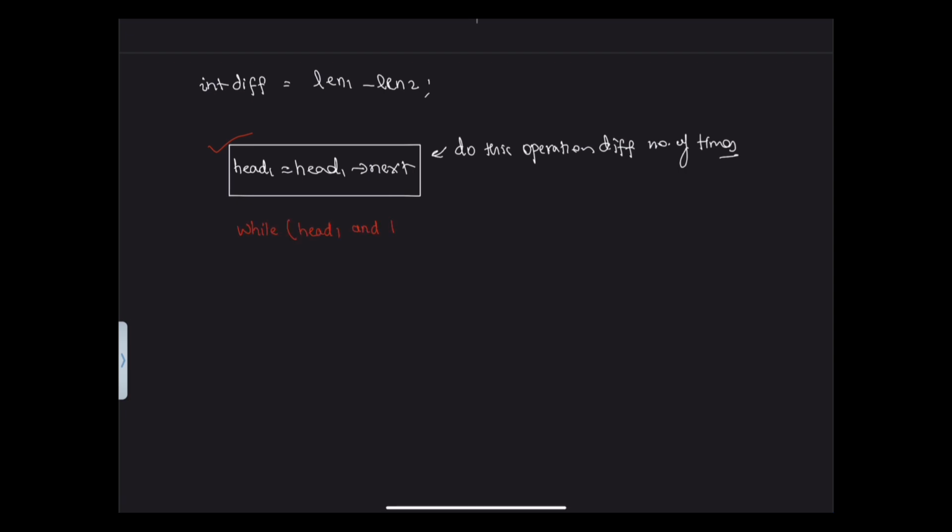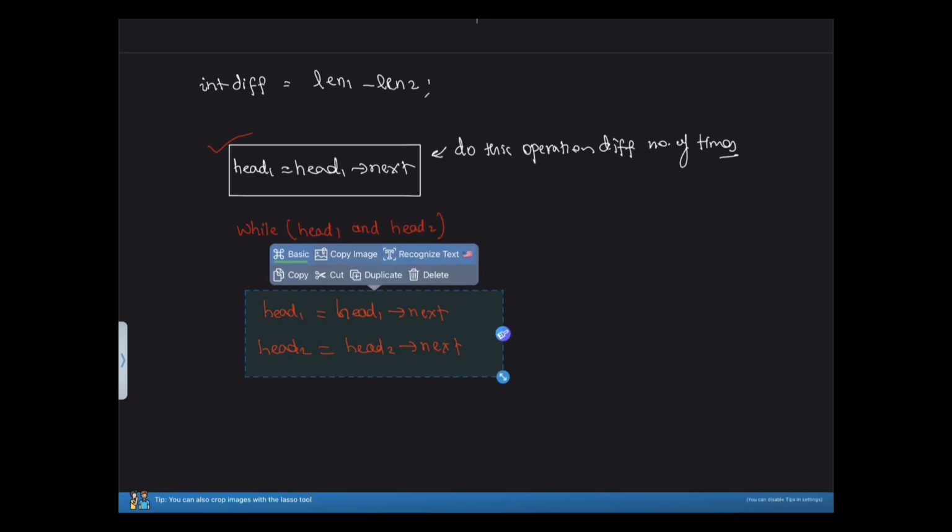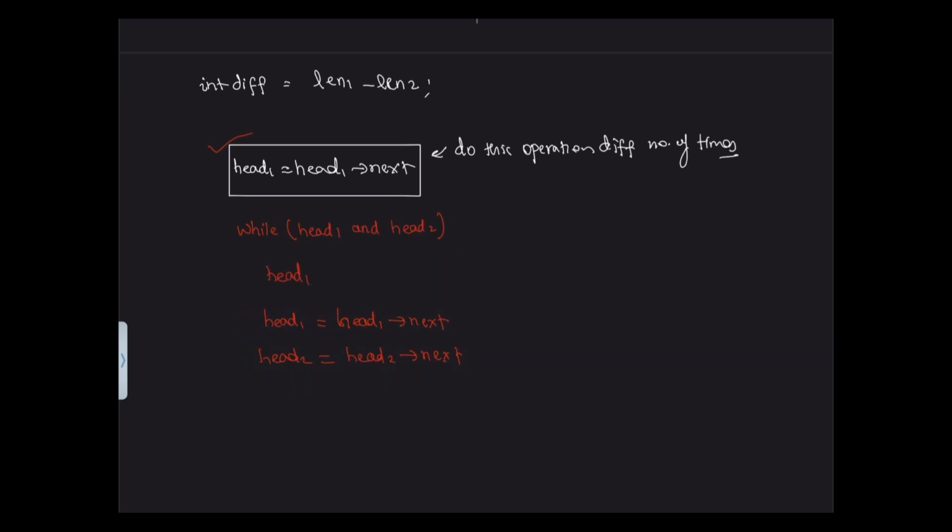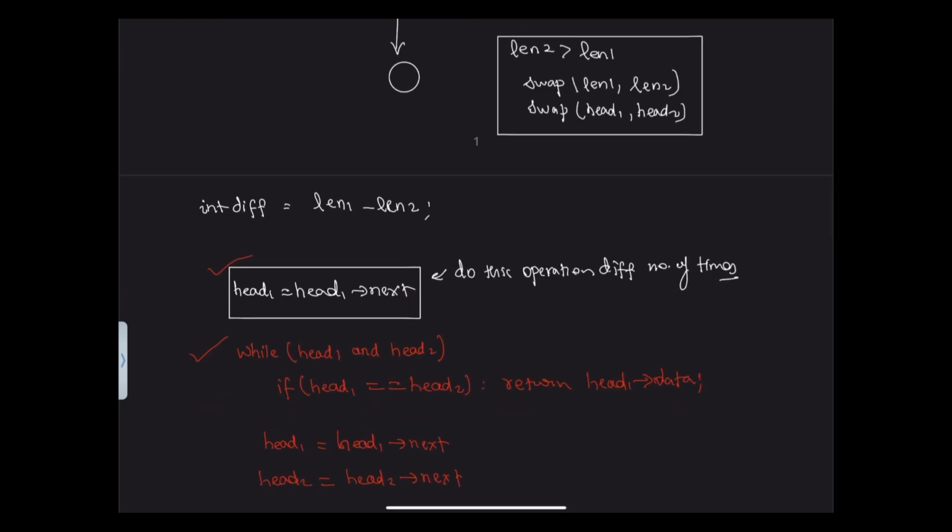So while head 1 is not null and while head 2 is not null, we need to be doing head 1 equals head 1 of next, and head 2 equals head 2 of next. So we travel together, right? And if in any case we observe that the nodes are same, so if head 1 is the same as head 2, we return the value of the node. And that's how our code logic is going to work. So now let's move ahead and code this up.